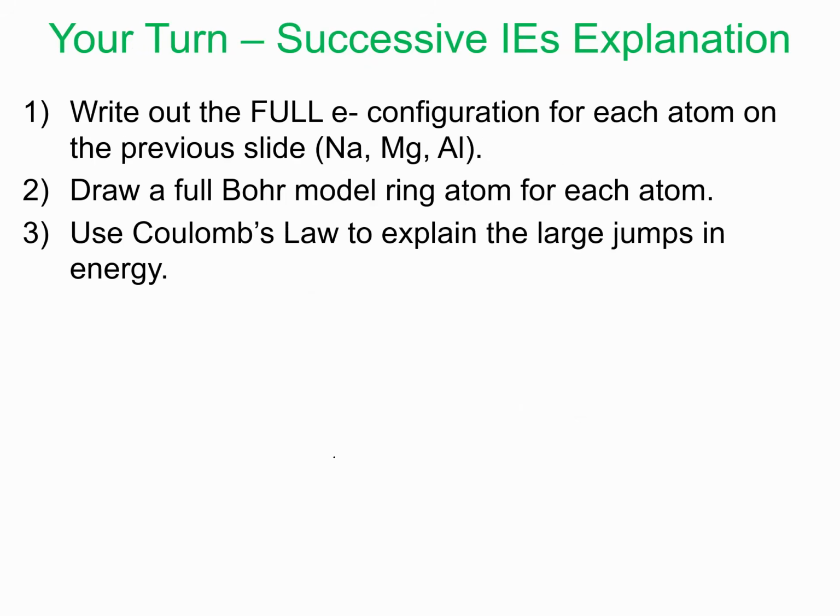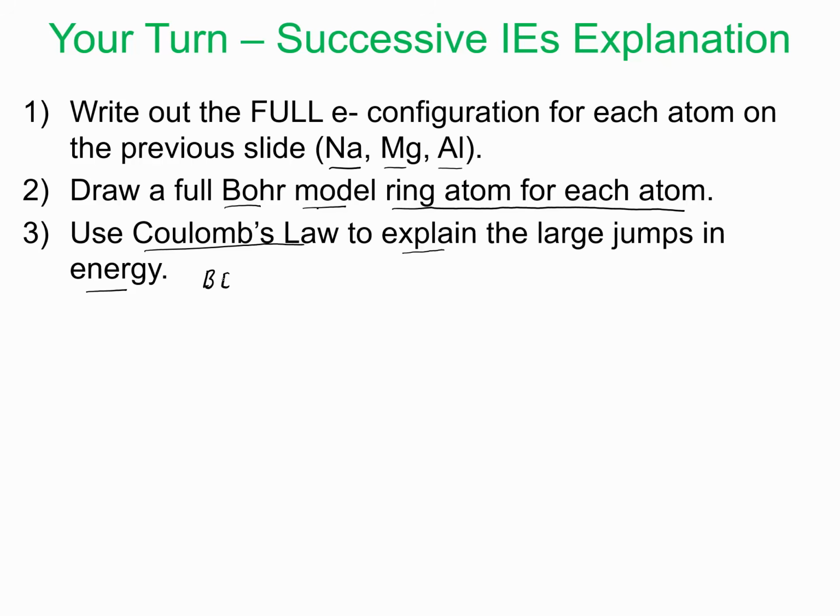So I have some steps here for you to try to explain what's going on. Write out the full electron configuration for each atom, so for sodium, magnesium, aluminum. Also draw a full Bohr model ring atom for each of those atoms. And then use Coulomb's law to explain the large jumps in energy. So here's my last hint.